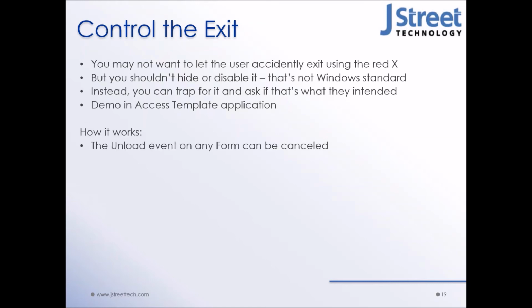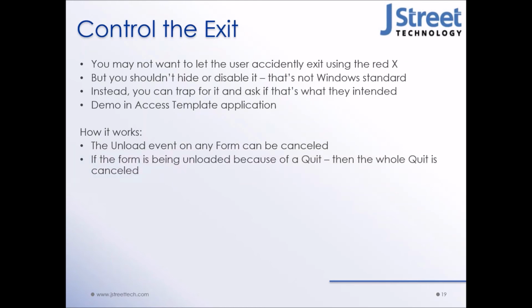So here's how it works. You know that the unload event on any form can be canceled, right? If you start to unload a form, you can cancel that event. But guess what? If you cancel the unload of any form because you hit the X to try to close Access, in other words, because of a quit, then the whole quit gets canceled. In other words, if you start to close Access and any form says, oh no, I don't want to unload, I'm canceling my unload event, then Access stops the whole train and nothing closes.